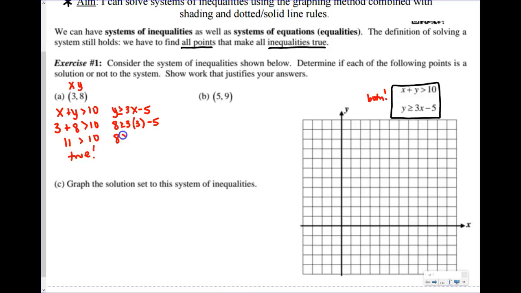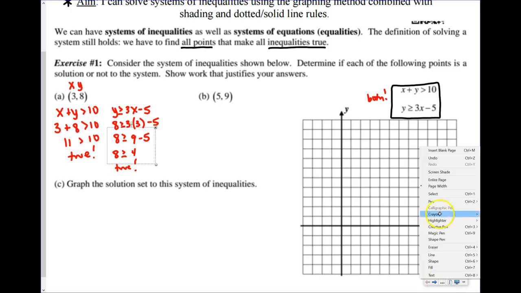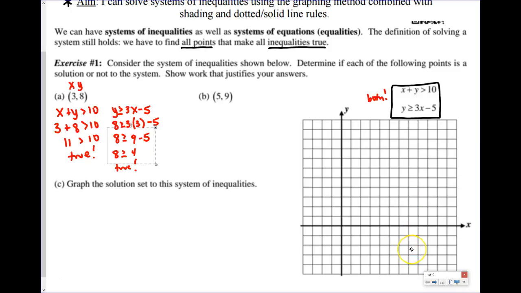I have 8 on the left. 3 times 3 is 9. Carry down the 5. Is 8 greater than 9 minus 5, which is 4? Yes. So the point 3, 8 works. So we know that that's a solution. But in a system of inequalities, we can have multiple solutions just like a system of equations. There isn't just one answer, it's all of the points that work.